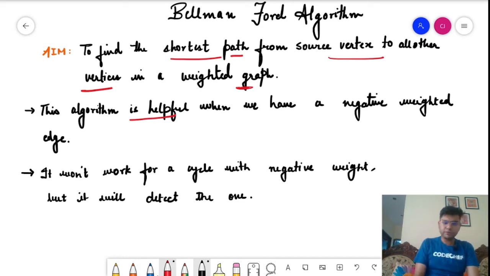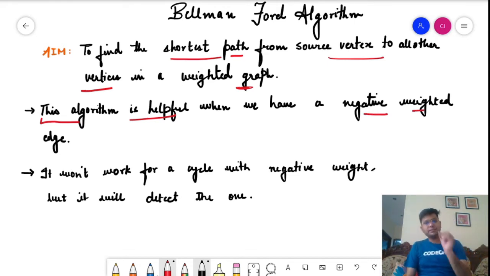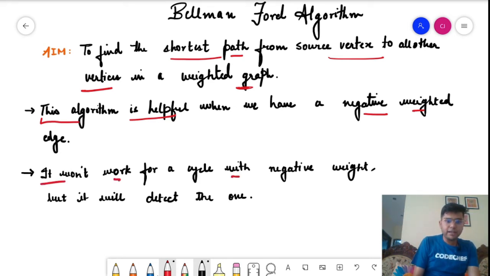We'll discuss the steps of this algorithm once we get the basic overview. The use case is quite simple: it works if there is a negative weighted edge in the graph. But there are some limitations in Bellman Ford, which it can easily detect. Let's see that particular case. It won't work for a cycle with a negative weight.